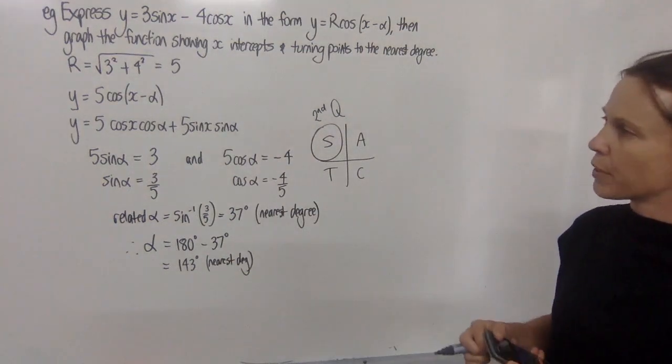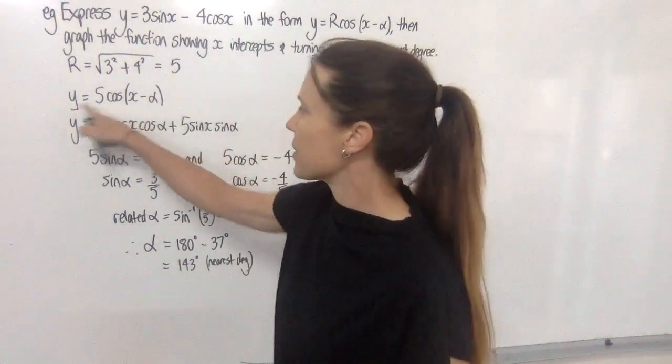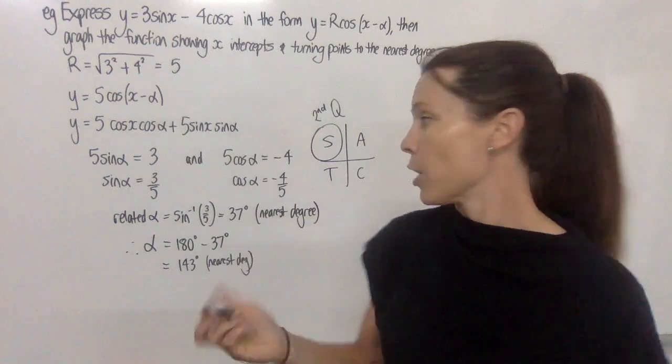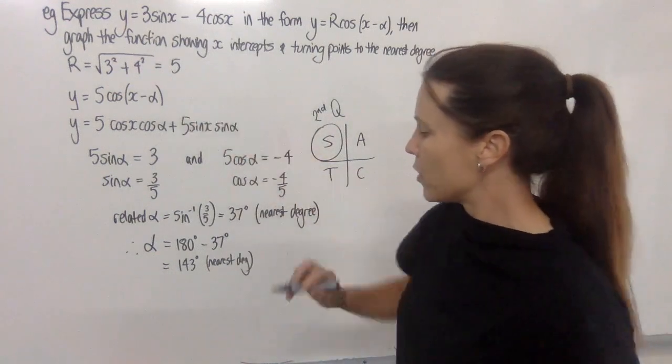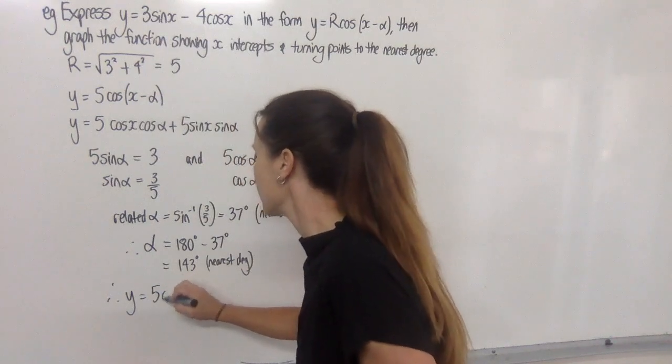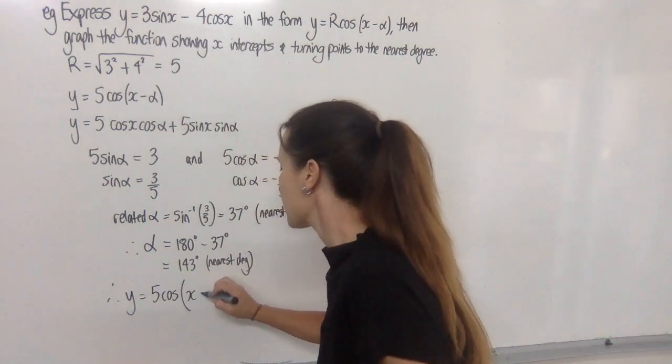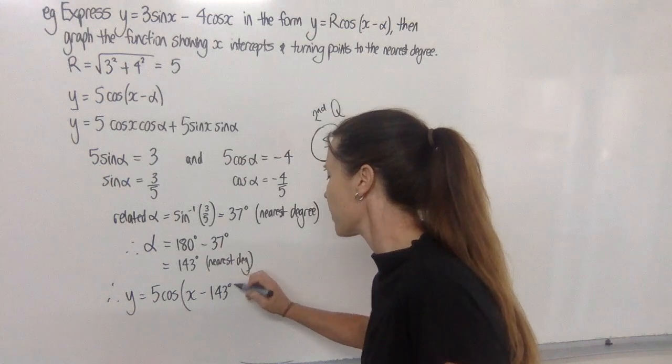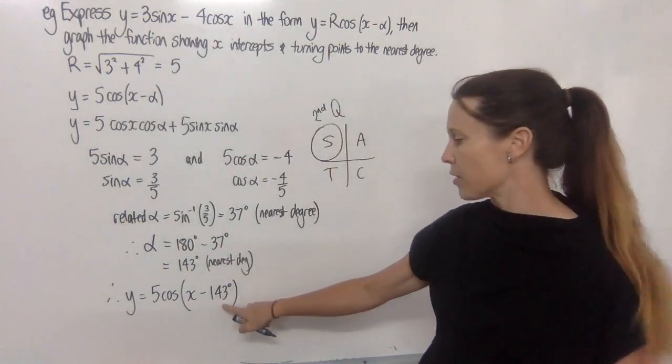Okay, what are we going to do with that? Well, now we can come back up here and say, hey, we've found our alpha. We know what goes there. So we've got a better version of this now. We can say, therefore, y is equal to 5 cos(x minus 143 degrees). And we've acknowledged that we've rounded this off to the nearest degree.